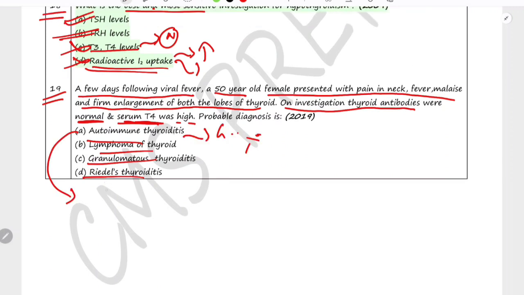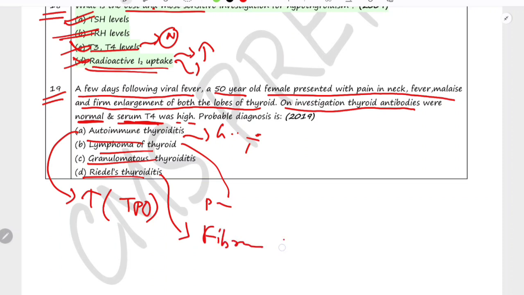Autoimmune thyroiditis typically presents with gradual onset of symptoms and usually shows elevated thyroid antibodies, for example anti-TPO antibodies, which are normal in this case. Lymphoma of the thyroid most likely presents with a painless, firm and rapidly enlarging thyroid mass, but is not typically associated with viral infection or high T4 level. Riedel's thyroiditis is a rare condition associated with fibrosing thyroiditis that causes a hard and fixed thyroid mass and is not associated with viral infection or elevated T4. So the correct option is granulomatous thyroiditis.